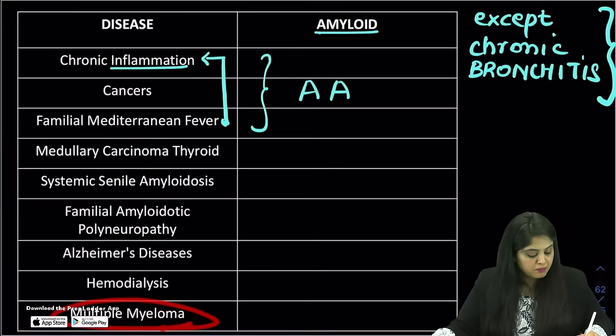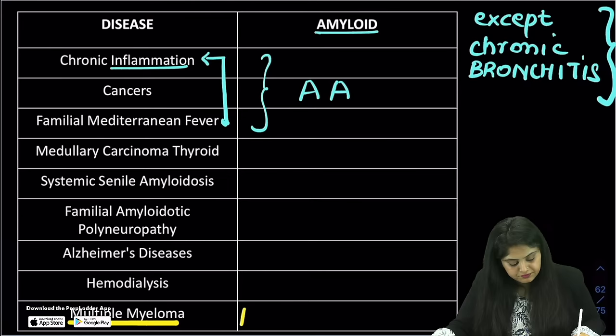What does multiple myeloma show you? Everyone's favorite. So we'll finish it off quickly. Multiple myeloma is going to be AL. What does the L stand for? L stands for light chain.